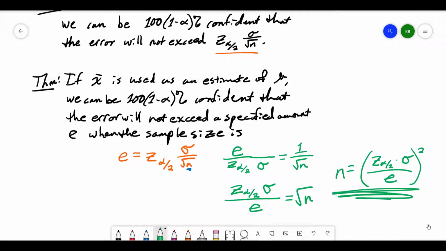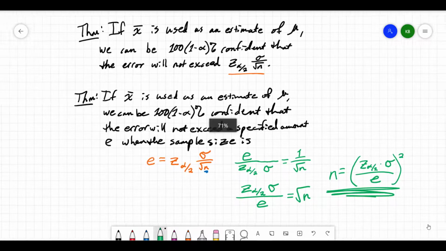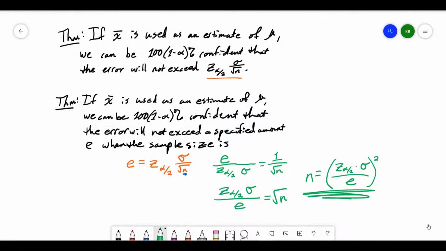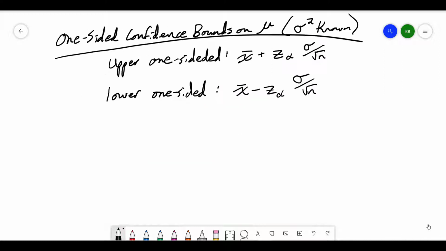Now, notice that we just used the first theorem to get to the second theorem. So really, as long as you can do this algebra, then you don't need to know both of these theorems. You can know the first one and know what you need to do to get to the second one. Now, everything we've talked about has been two-sided confidence intervals where we're going to have a lower bound and an upper bound.